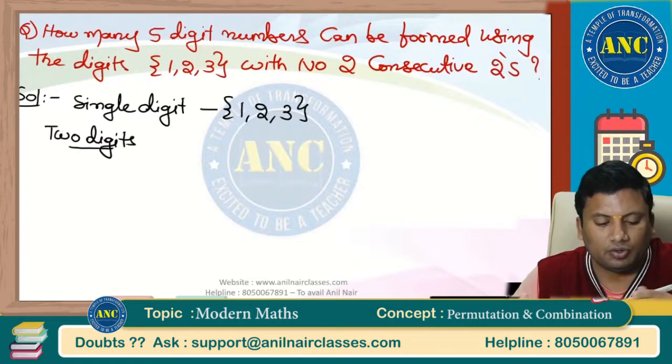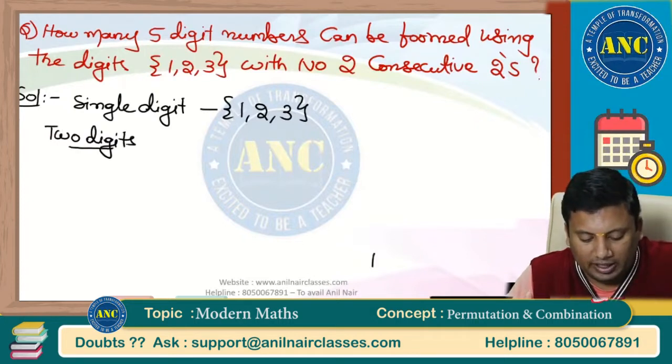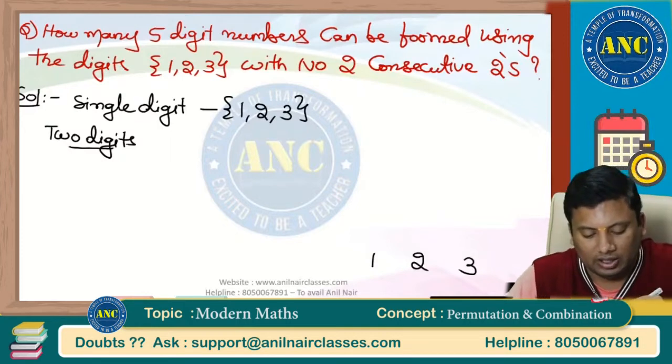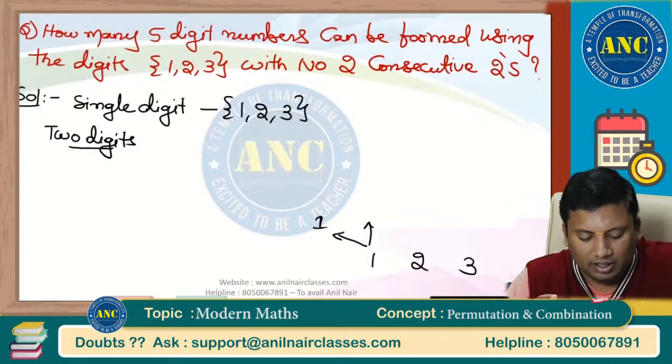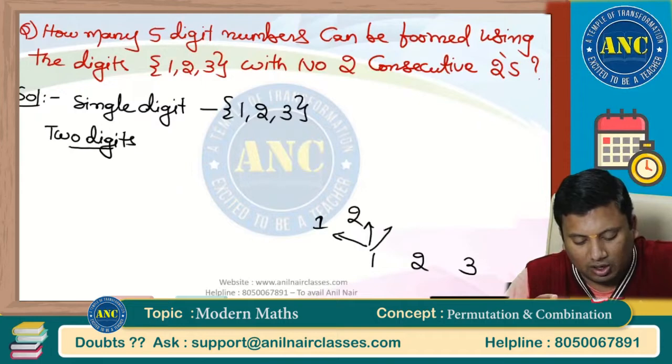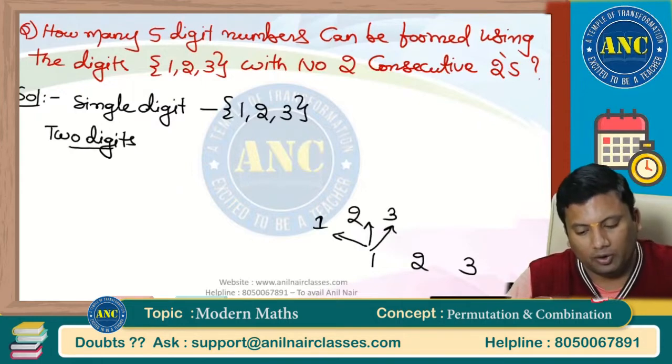If it is a 2-digit number, let me take here 1, 2 or 3. If it is 1, this can also be 1, this can also be 2, this can also be 3. I hope it is clear.